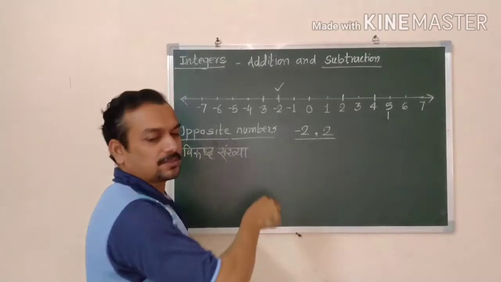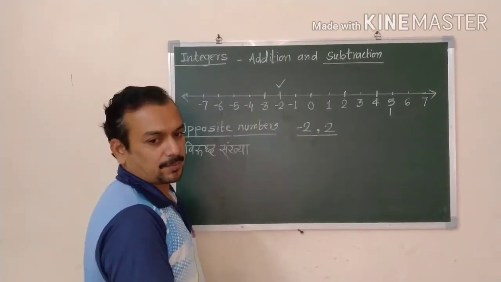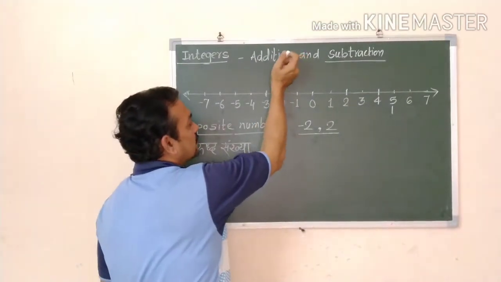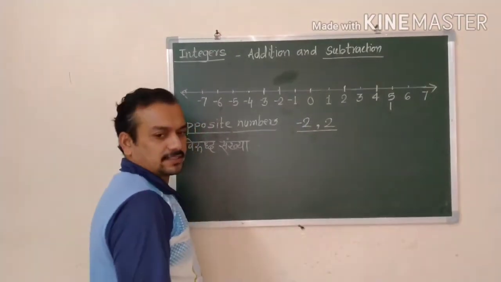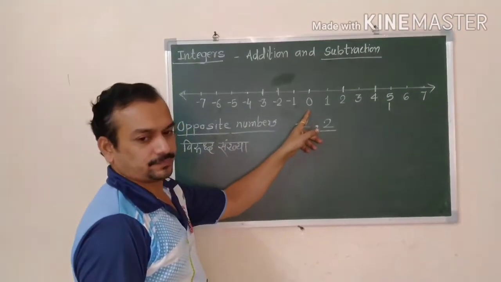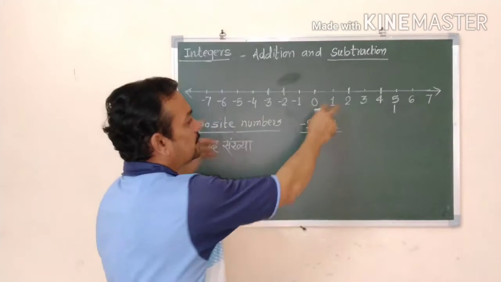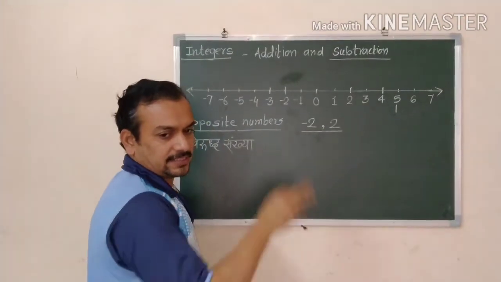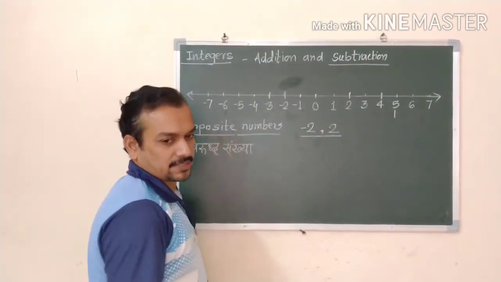I will explain opposite numbers with the help of this number line. If the numbers are at the same distance from 0 but in the opposite direction, then these numbers are called opposite numbers.